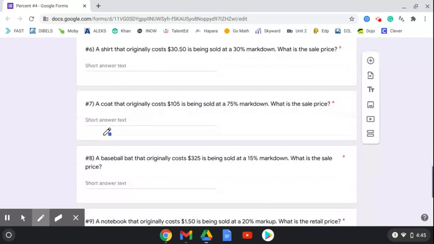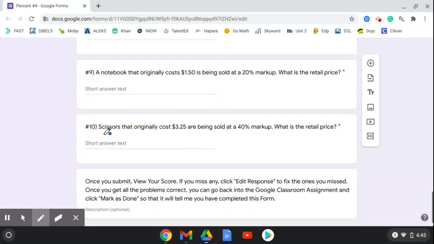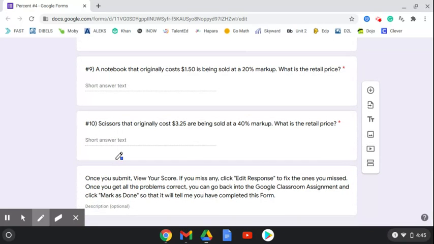All right, one more here. Let's do this last one. Scissors that originally cost $3.25 are being sold at a 40% markup. What is the retail price? So $3.25, this would represent 100% of the original cost, right? But now I'm marking them up 40%. So I'm going to add 40% onto that original amount. And 100% plus 40% is 140%.